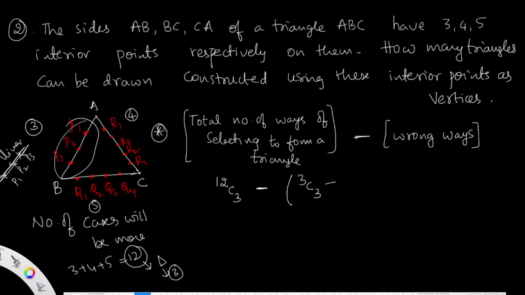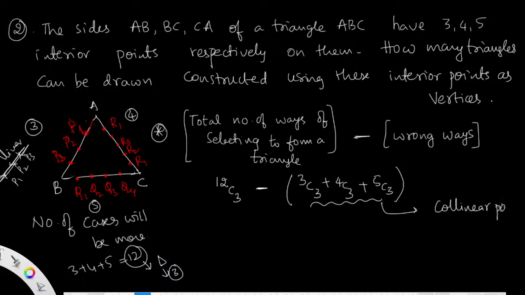In the other case, the second side BC has 4 points. Out of 4 points, we can select 4C1 and construct a triangle. If we select 2 points, we can also construct a triangle. But 4C3 means we cannot construct a triangle. Similarly, out of 5 points, selecting 3 points we cannot construct a triangle. These are the wrong ways, meaning the collinear points cases.